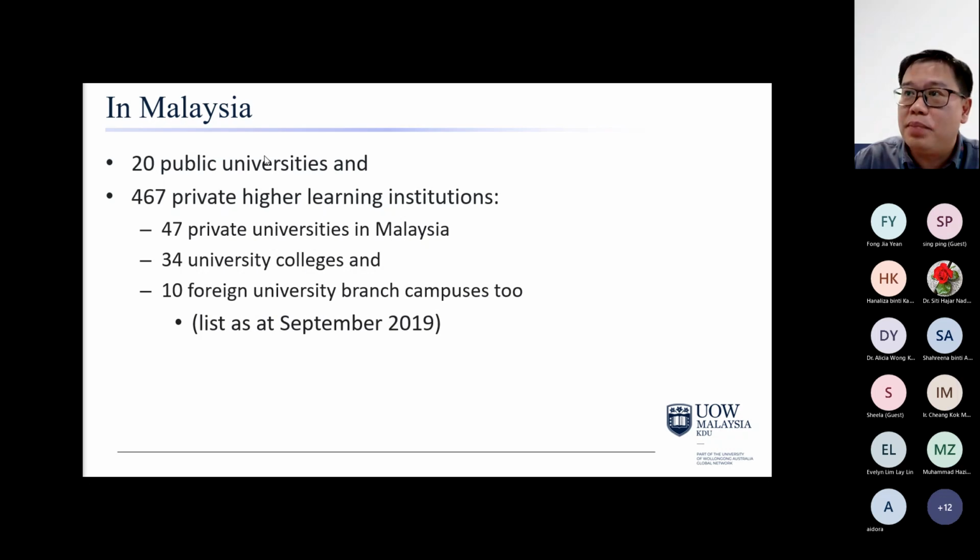And look at these guys, how many players are there? Now, this is in 2019. However, the most recent stats that I got in 2022 didn't differ much. Of course, we had the polytechnics and so on, but it did not. If you look at the number of players, public universities 20, private 467, you add them together, we are looking at nearly 500. That is a very big number compared to the population that we have. Compared to every year, how many SPM students are we churning out? Every year, on average, 500,000 SPM students. Not all of them go to higher education.